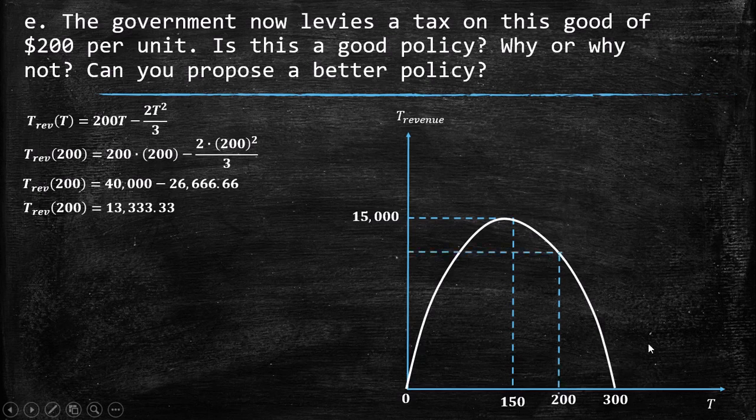Now with the 200, what's happening here? They charge more but they receive less. So it's not really a good policy, because you can receive more by charging less. So what is a better policy that we can propose? We can propose a decrease of the tax by $50, and it will represent an increase from 13,333.33 to 15,000.